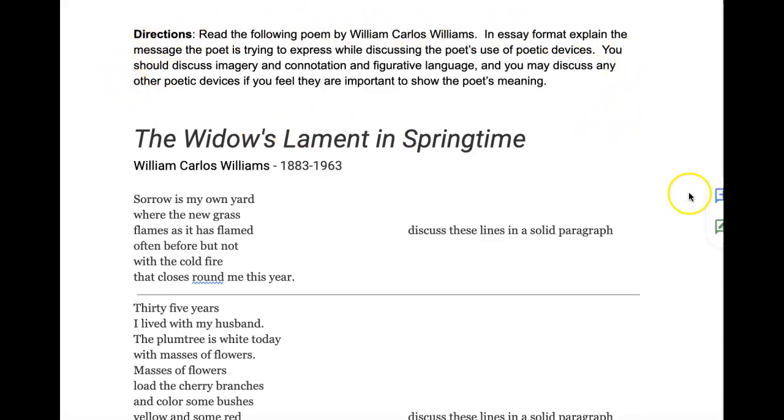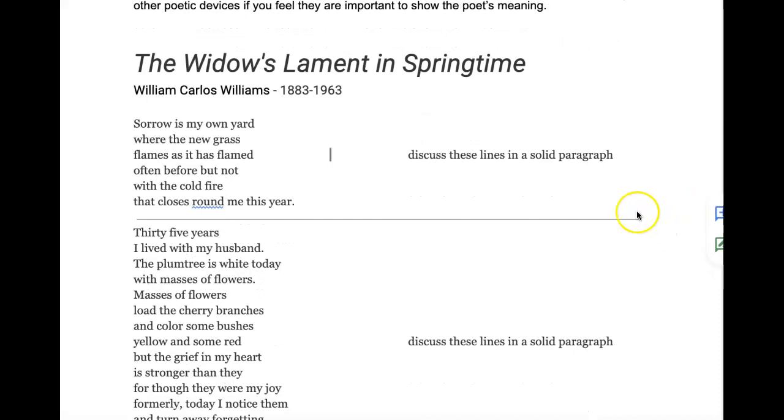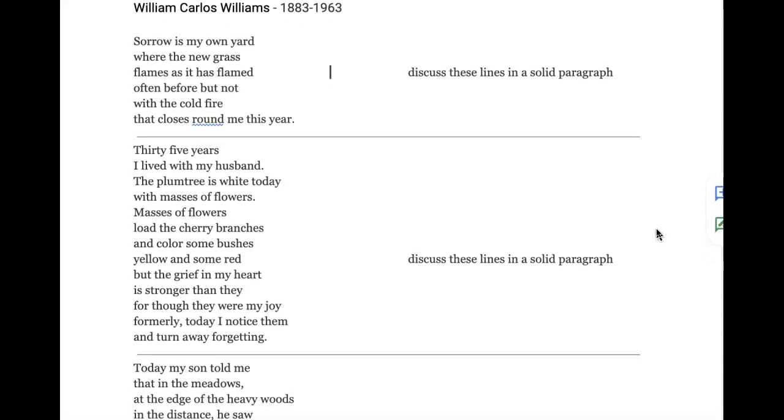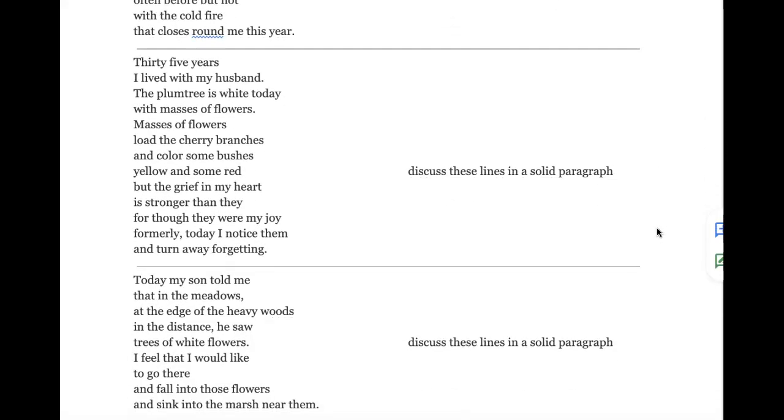All right, so first things first, we're going to read the poem and then go over the directions and talk through some of them together. The Widow's Lament in Springtime. Sorrow is my own yard, where the new grass flames as it had flamed often before, but not with the cold fire that closes round me this year.